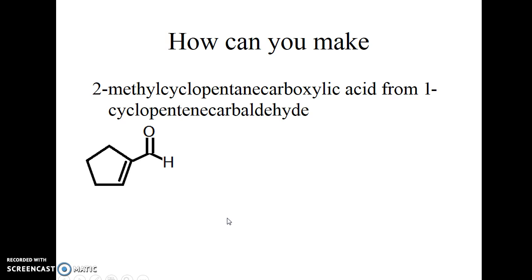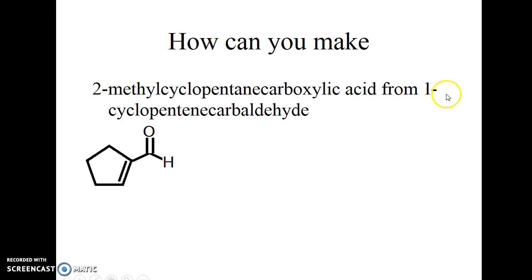So how can you make 2-methyl cyclopentane carboxylic acid from 1-cyclopentene carbaldehyde? Pause the lecture and sit down and try to figure out what actually happens here, how you can do it. So how can you make 2-methyl cyclopentane carboxylic acid from 1-cyclopentene carbaldehyde?